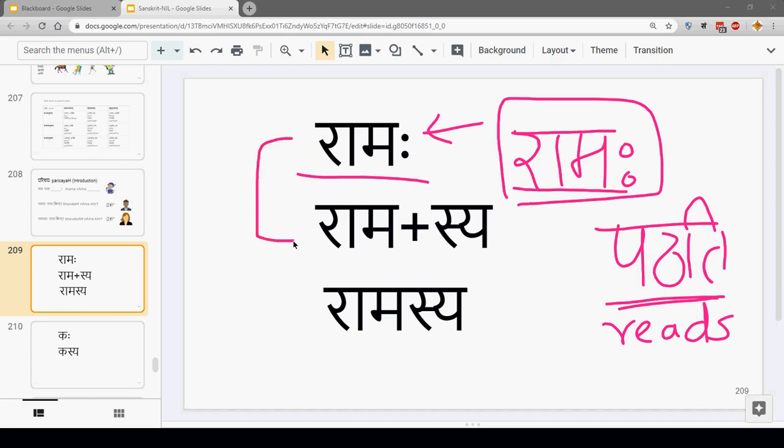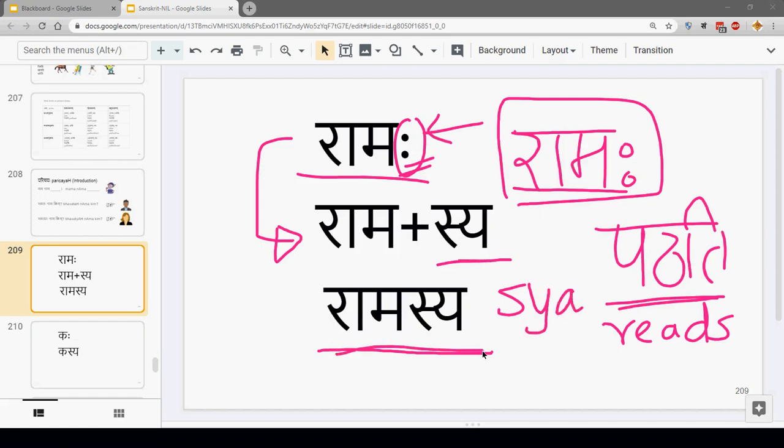So that Pullinga, masculine gender, in sixth case ending, it becomes Ramasya. So we just remove this visarga, which is these last two dots, and add the Sya. We add Sya to it, it becomes Ramasya.